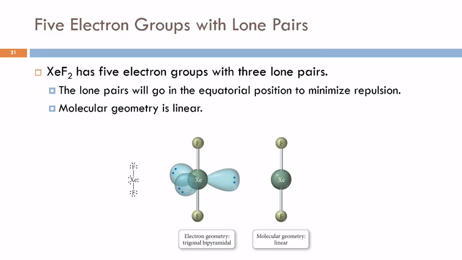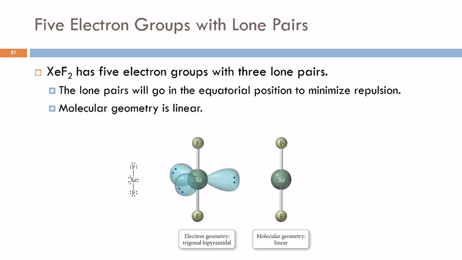About 5 electron groups with 3 lone pairs. So here's xenon difluoride. There are 2 bonds and 3 lone pairs, a total of 5 groups. So this is going to make a trigonal bipyramid structure. The lone pairs, again, are going to go in the equatorial positions where there's more space. And then we think of them as being invisible.